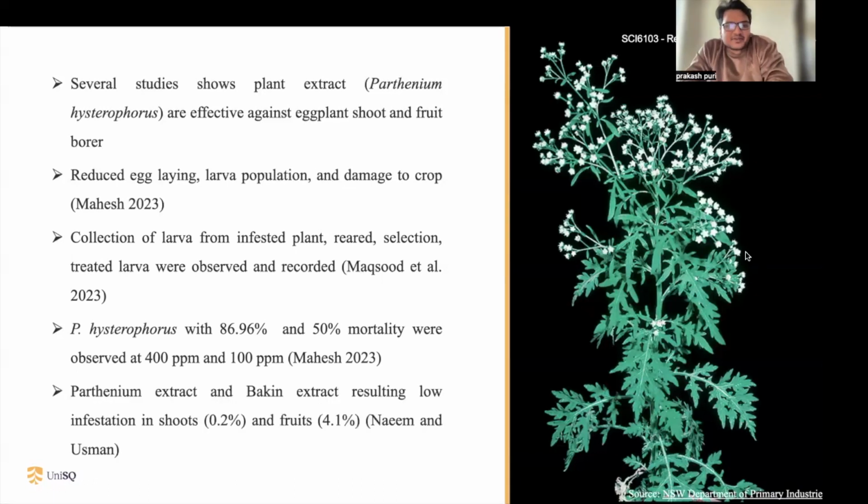With Parthenium extract and bucine extract, 0.2% infestation was observed in the shoot. Also in the fruit, 4.1% damage was observed through the use of these extracts. This shows that they have potential to be used as biopesticides.